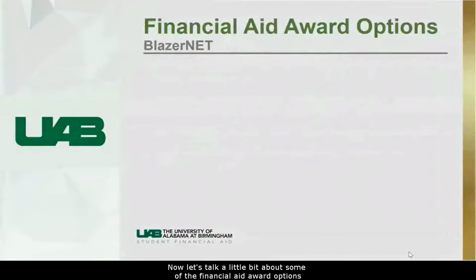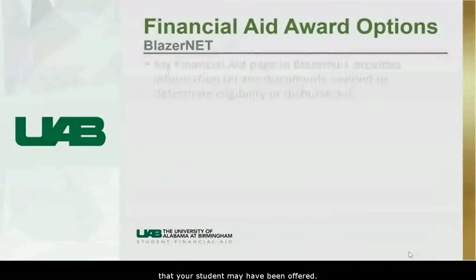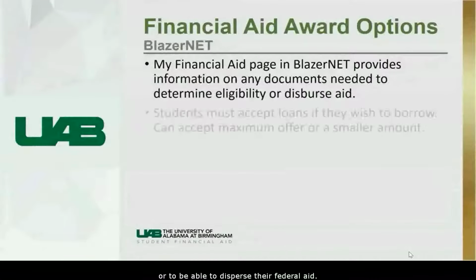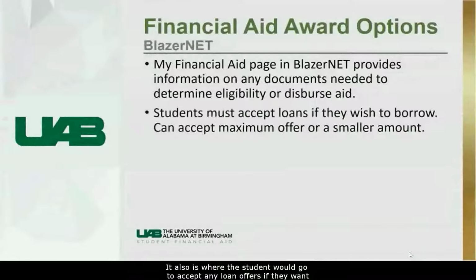Now let's talk a little bit about some of the financial aid award options that your student may have been offered. When you take a look at the My Financial Aid page in BlazerNet, it provides information on anything your student may still need to turn in for us to determine or to be able to disperse their federal aid. It also is where the student would go to accept any loan offers if they want to borrow federal education loans to help fund the cost of attendance.